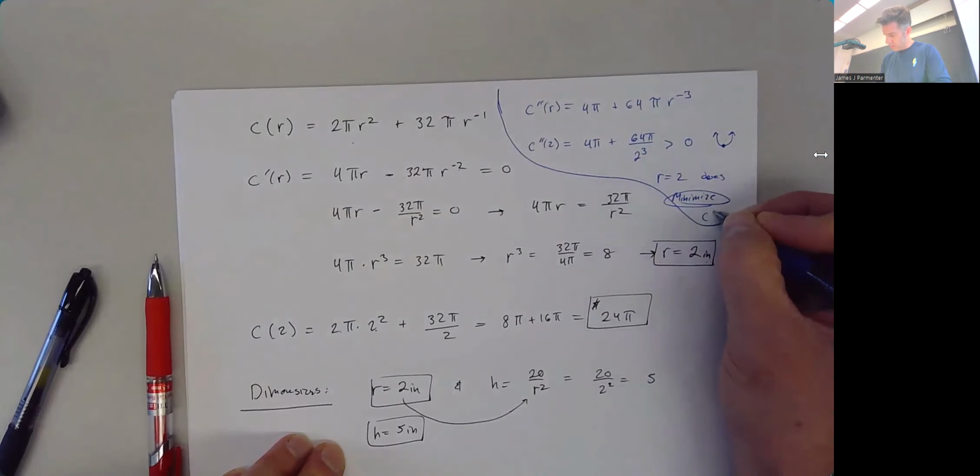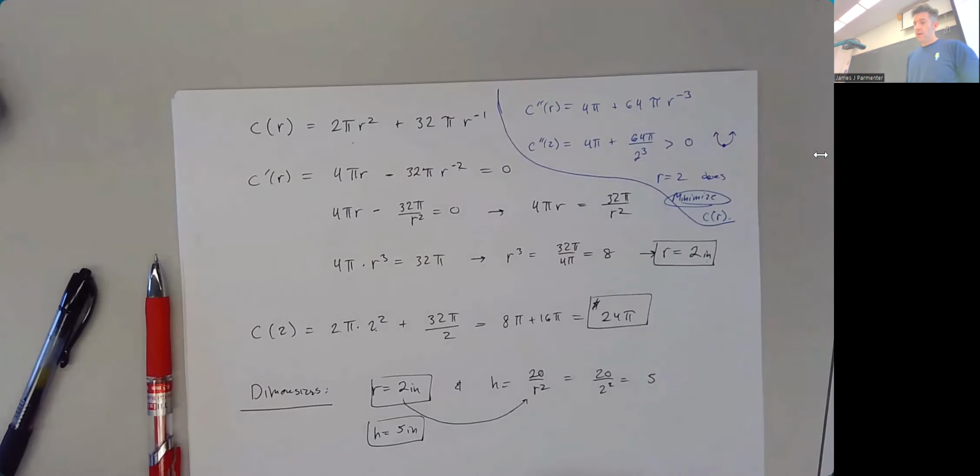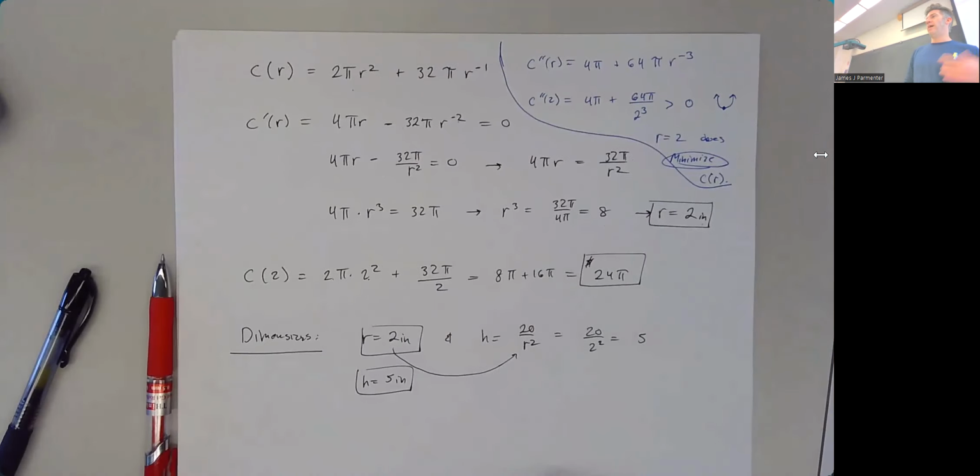C of r. I can't imagine Tab hasn't said something about checking to see if things are maxes or mins, or that if he hasn't yet, that he won't, because it's pretty standard practice. So you have to check.